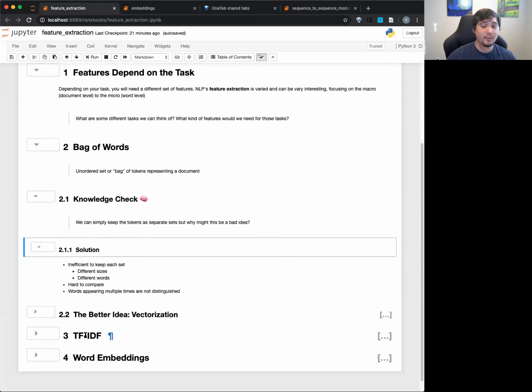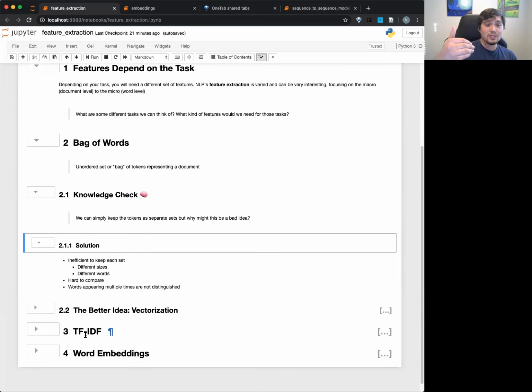It's also in a lot of ways inefficient to keep each set. If you have a set of words, you can't very easily vectorize it. If you have many different words in a document versus very few words in a document, you have to decide how big your feature is, which makes it really difficult to do calculations. So you have different sizes and different words. What if a word doesn't occur in one document, but occurs in the other one?